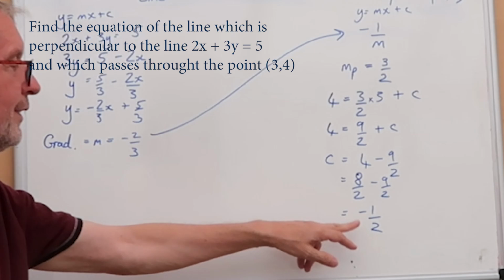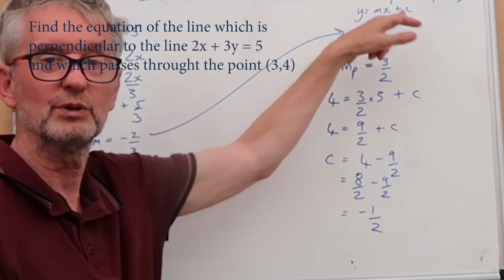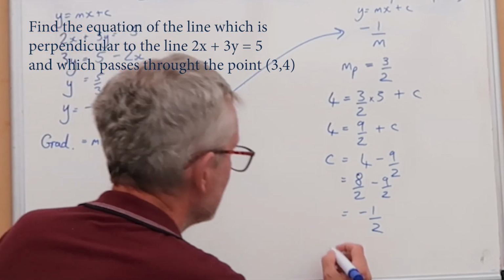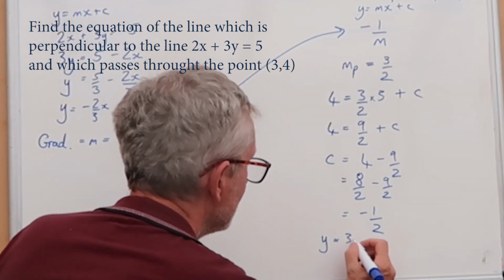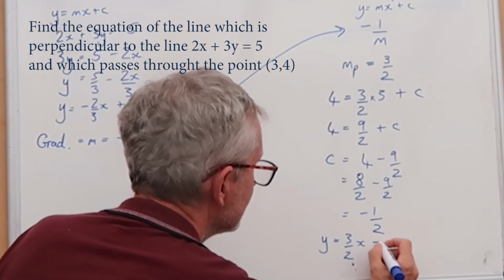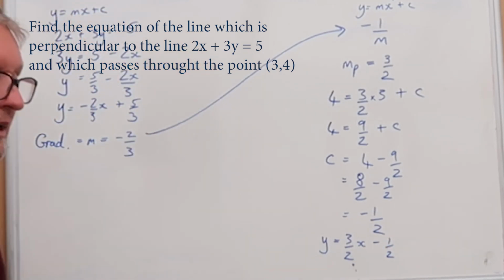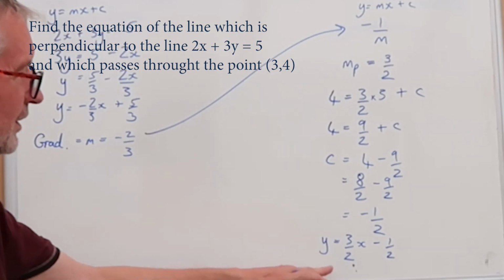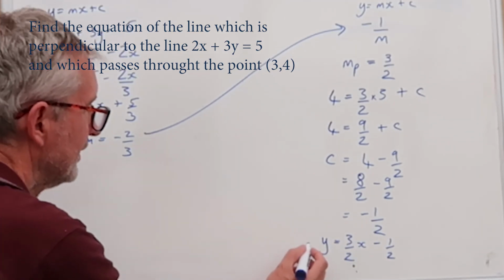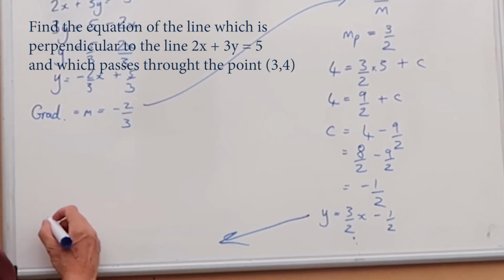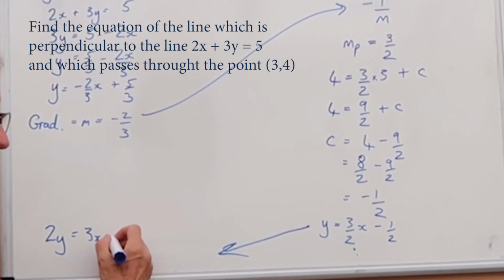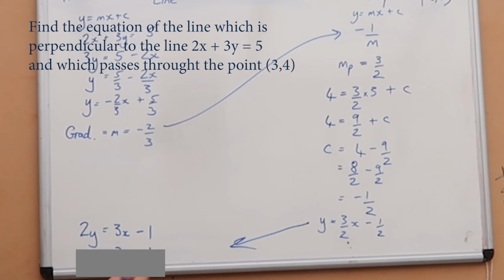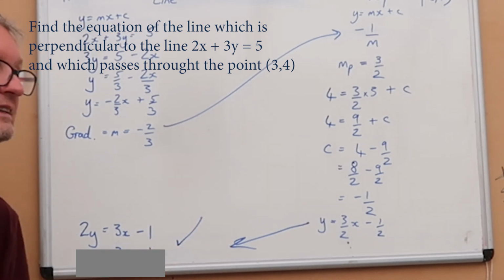So now we can put this value of c back into y equals mx plus c, and we've got y equals 3 over 2 x, take away a half. And that's your answer. If you think that looks a bit untidy, you can multiply everything by 2 and have 2y equals 3x minus 1. Give yourself a big tick. Well done. And that's the answer to that question.